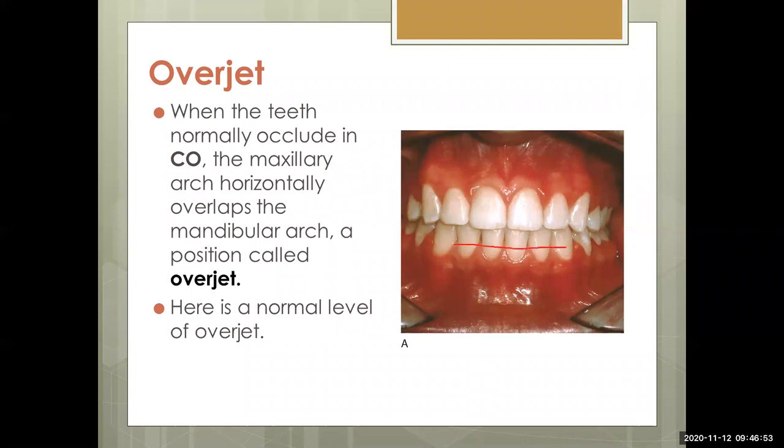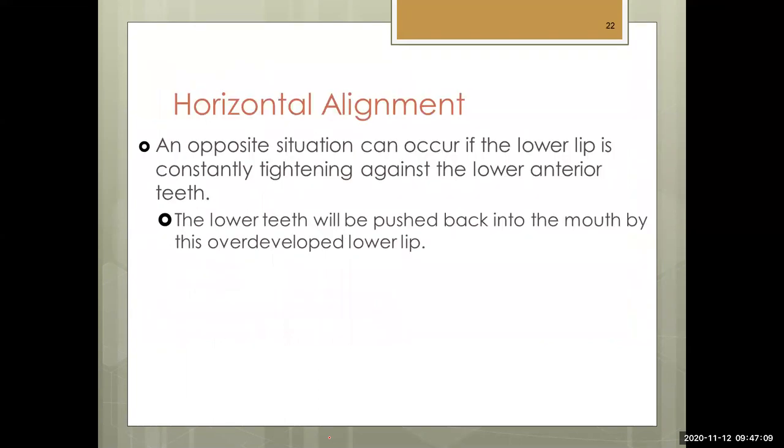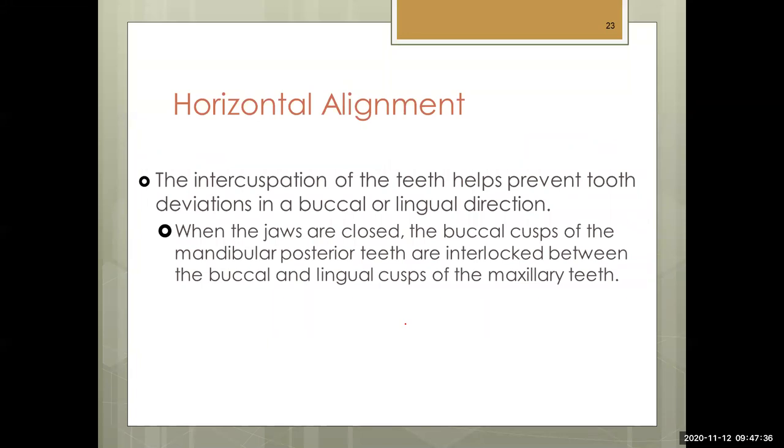And again, third, third, and a normal overjet is when it's in the incisal third, when the maxillary incisors overlap the mandibular incisors. An opposite situation can occur if the lower lip is constantly tightening against the lower anterior teeth, and then you've got those lower anterior teeth pushed back by an overdeveloped lower lip. These patients are in pain. That's painful to try and scale because that lower lip is just going to fight you. And that's where you get your cotton roll out and try to give yourself a little bit of space.